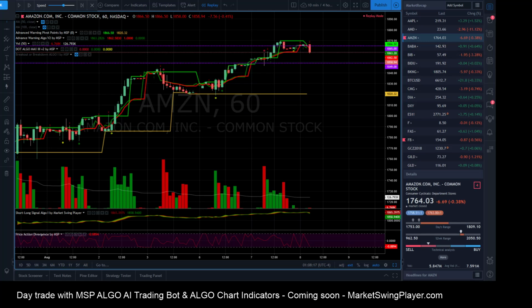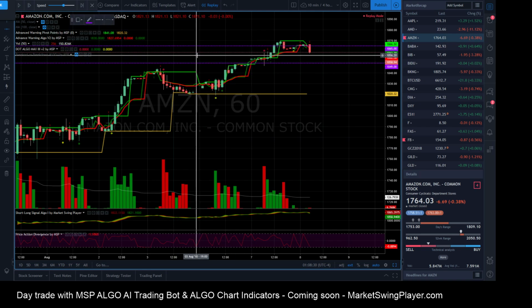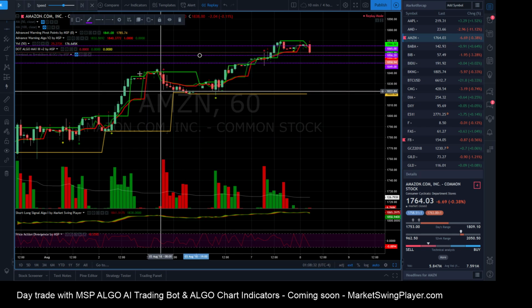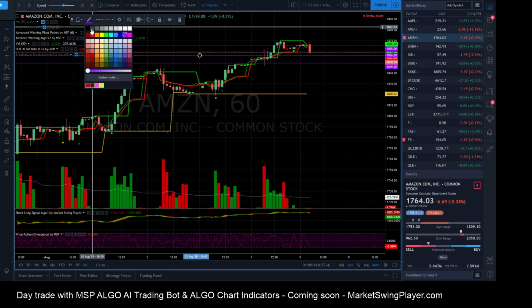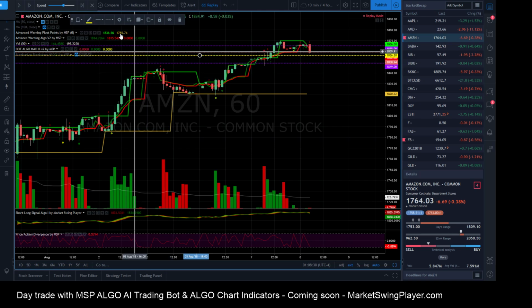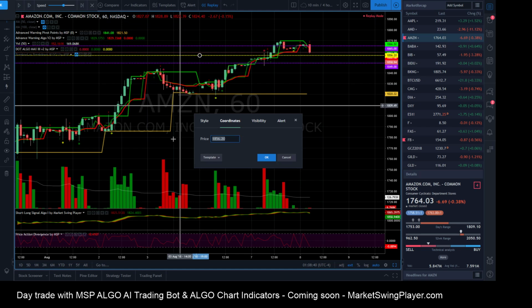So we want to put that support resistance line on our chart as well. I kind of got it color coordinated, so I know what is what. I am going to make the reversal pivot yellow in this scenario, and it was 1863.